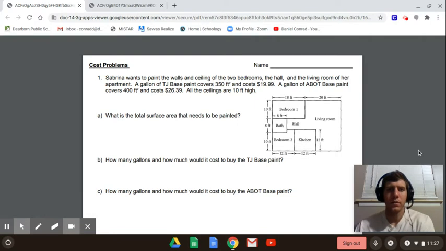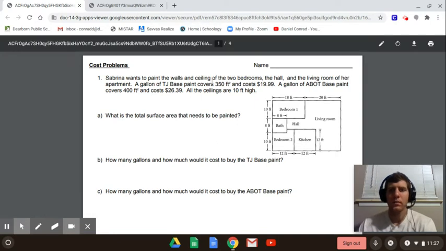All right, so Sabrina wants to paint the walls and ceilings of the 2 bedrooms, the hall, and the living room of her apartment. A gallon of TJ based paint covers 350 square feet and costs $19.99. A gallon of ABOT based paint covers 400 feet squared and costs $26.39. All the ceilings are 10 feet high.